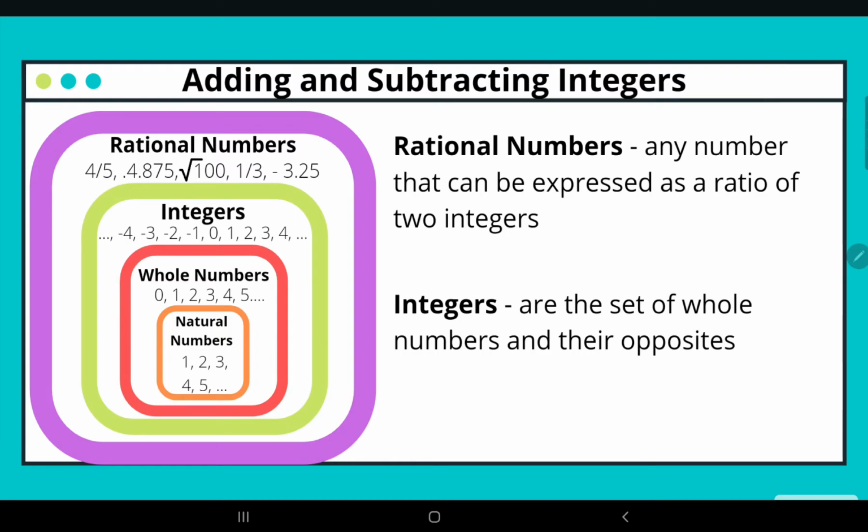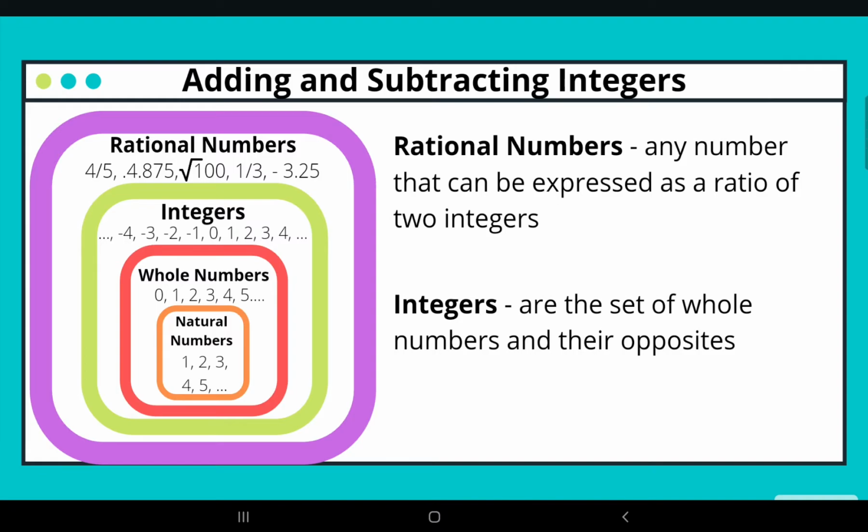Hi everyone, so today we're going to be adding and subtracting integers. This is a review topic for the 7th grade. Here we're looking at the nested chart with our rational numbers. So we see that natural numbers are a part of whole numbers, which are a part of integers, and integers are a part of rational numbers.